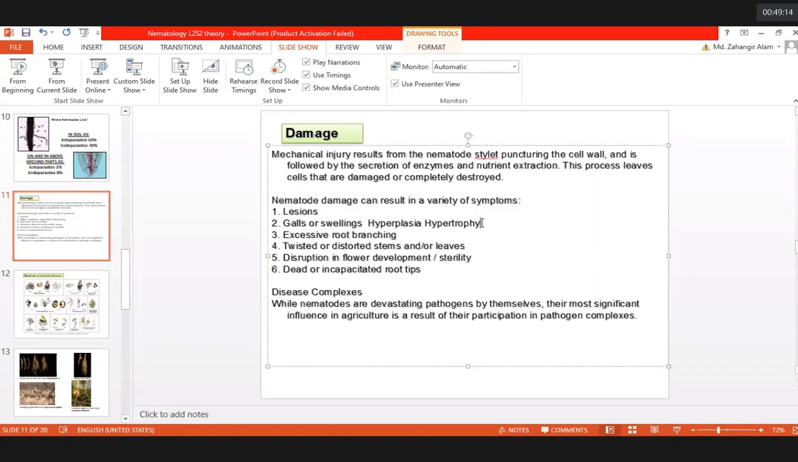You got it? So there might be excessive root branching because the nematode might secrete some chemical. Nematode contains phytohormone. Nematode has auxin, for example, in the saliva. Or nematode might produce auxin, and those auxin will go inside the plant, and you know the function of auxin in the plant, phytohormone.